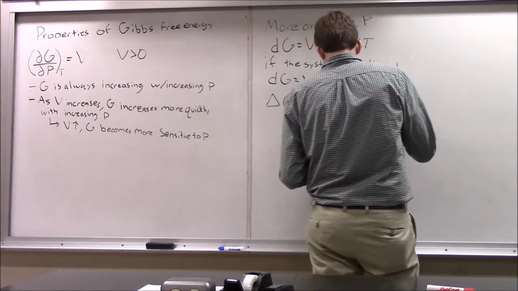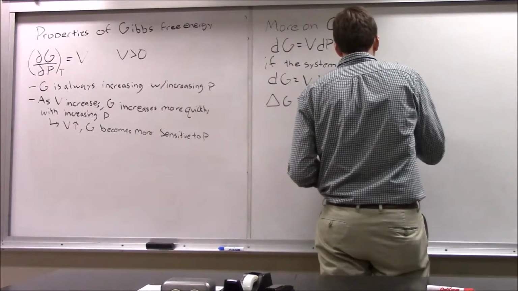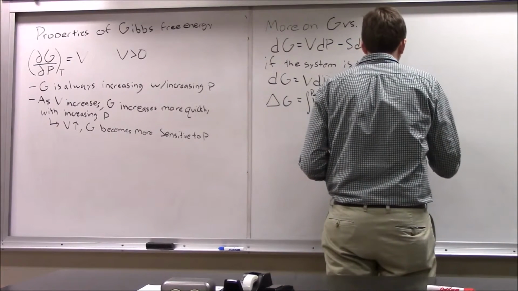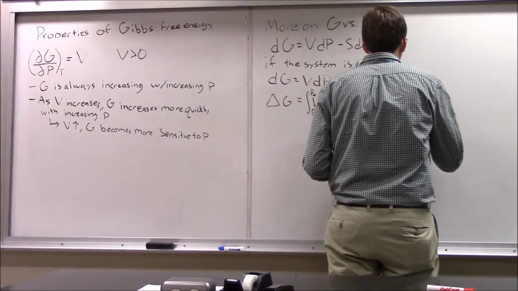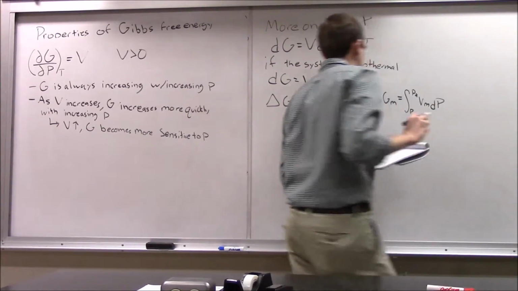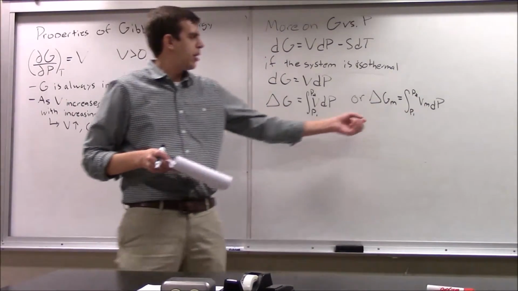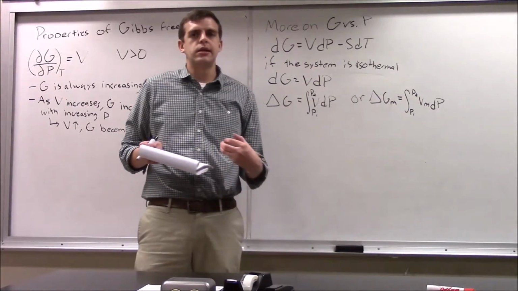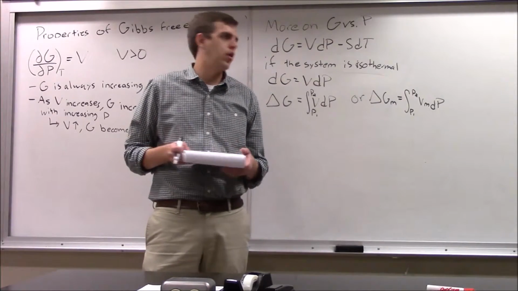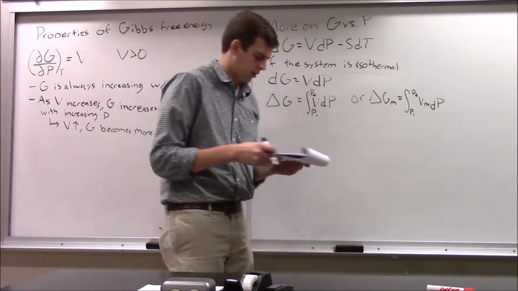And so what we're going to say is delta Gm is equal to the integral from P1 to P2 of Vm dP. So this is the molar volume. Now we're going to break this equation up and solve it for two different systems. One would be solids and liquids, and the other would be gas.